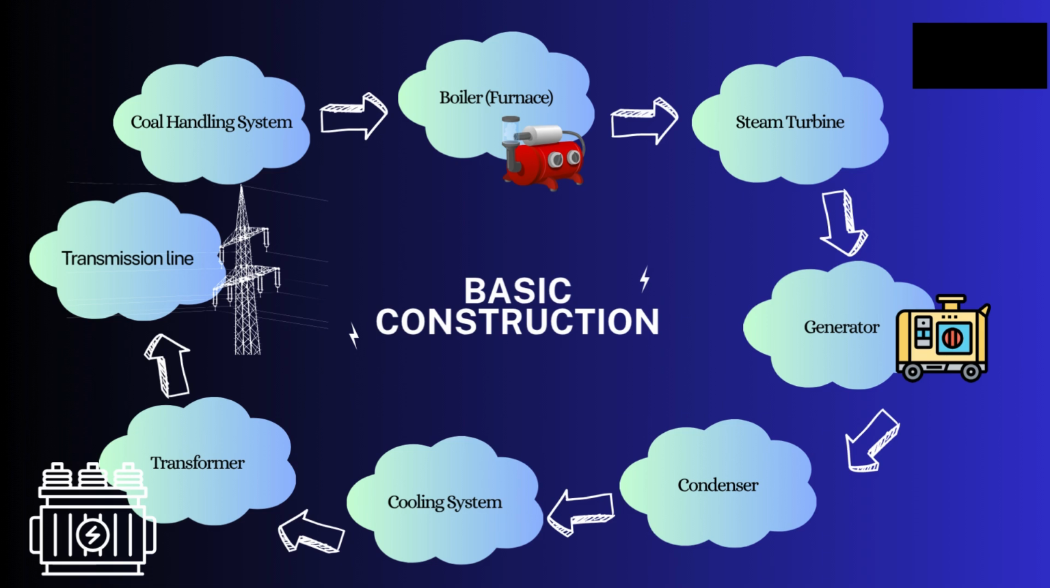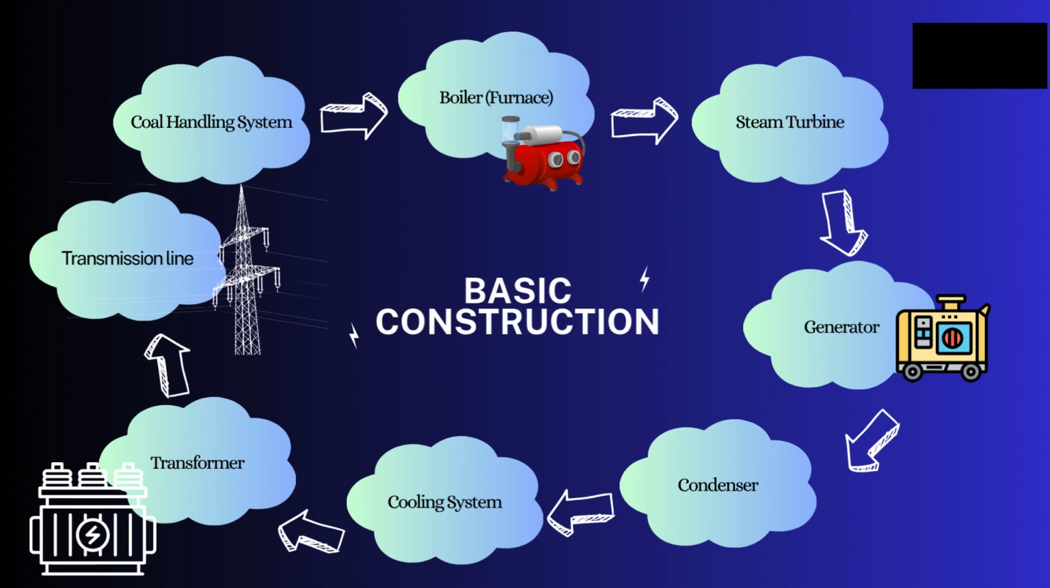We begin with the coal handling system. Coal is delivered to the plant via rail or truck and unloaded using wagon tipplers or grab buckets. It is then transported by conveyor belt to crushers where it is broken down into smaller particles. The crushed coal is stored in bunkers or silos before being fed into the furnace.